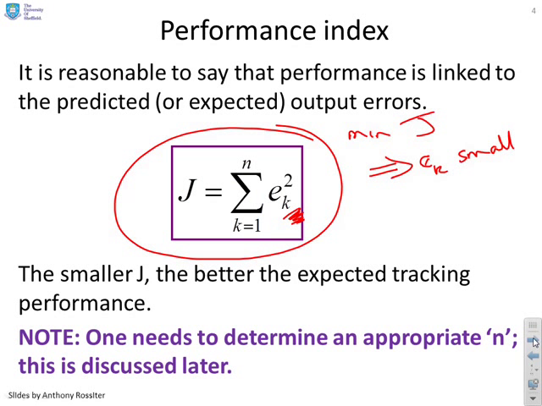The one thing that I've not discussed here is what's an appropriate choice of n. You'll notice I'm only summing the errors over n steps. Now, this particular issue is discussed later because there's lots of subtleties and misunderstanding in this, and we don't want to get confused at this point, which is just an overview video.